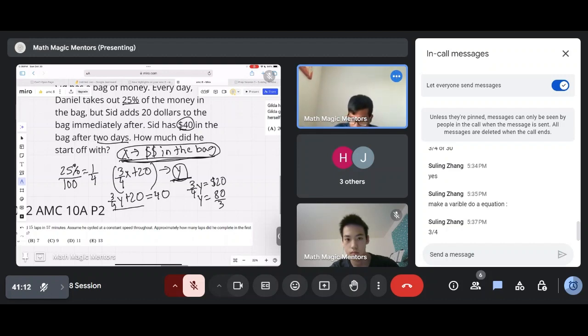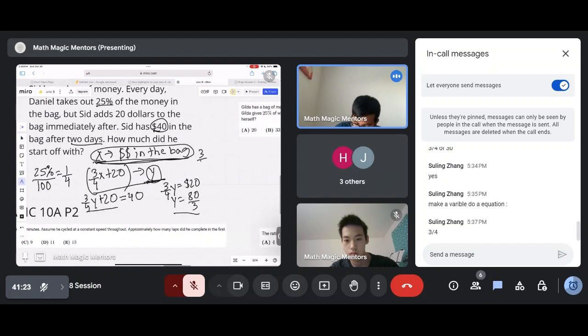So Y equals 80 over 3. And now we need to solve for X. So we see that Y was equal to three-fourths X plus 20. So we do three-fourths X plus 20 equals 80 over 3, right? Is that making sense to everybody? How we got to this point? Just let me know if it doesn't. Yep, makes sense.